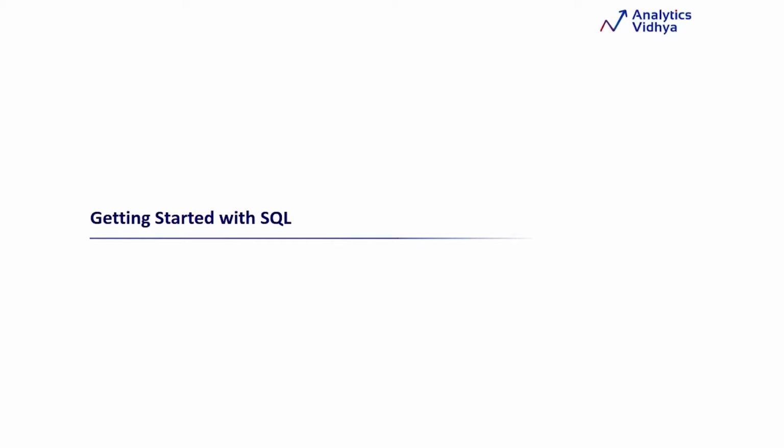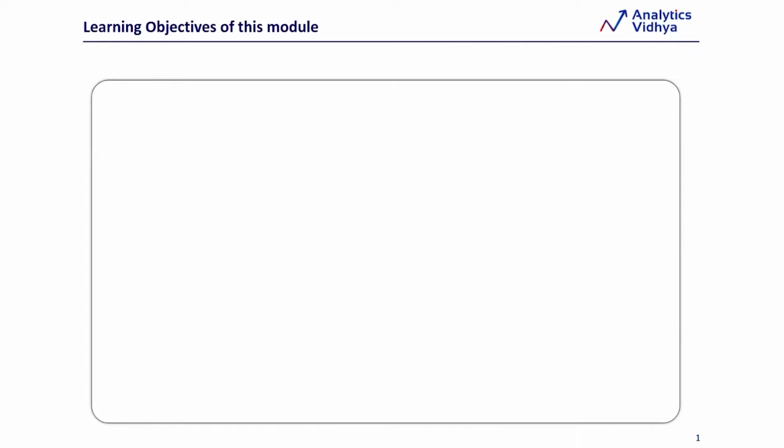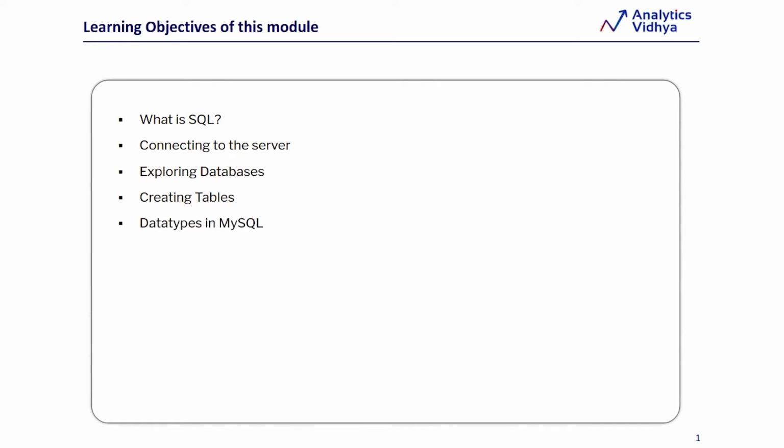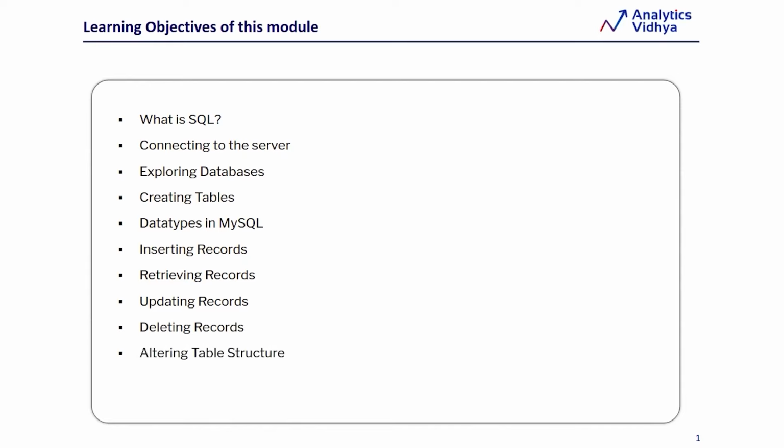So in this module, we'll be working with SQL. We'll look at the most basic queries in SQL here. Specifically, we'll be looking at what SQL is, how we connect to the MySQL server, how we create databases in MySQL, and how to create a table within a database. We'll look at the basic data types in MySQL. Then we'll move on to inserting some records in the table. We'll retrieve those records. We'll be updating those records, deleting them, and then we'll look at how to alter the structure of the table. And finally, how to delete the table. So in short, we'll be covering all aspects of working in SQL.